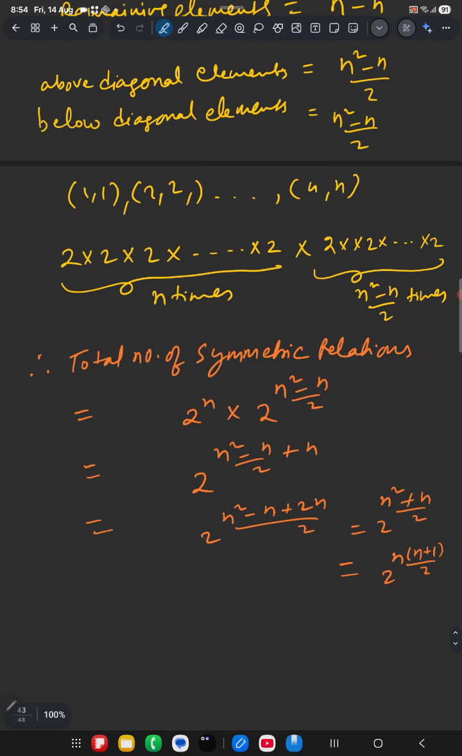Why am I explaining the formula? It will not come in your examination, but if you learn in this way, you will be able to recall the formula easily. This is the reason.